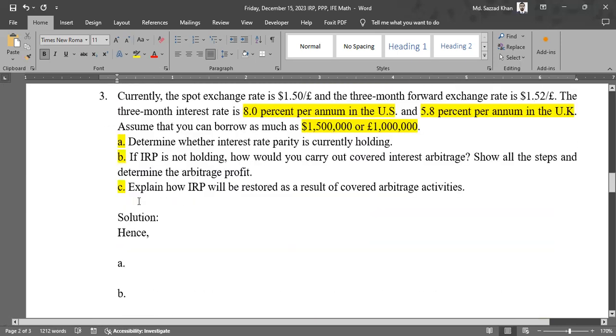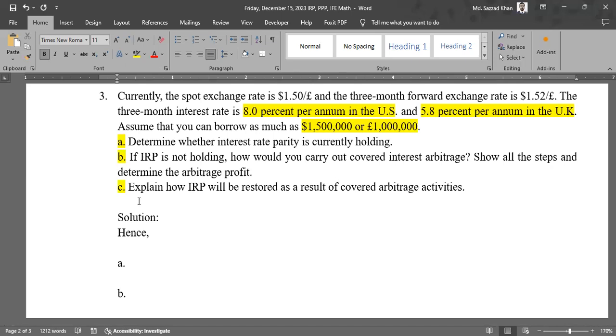For number 3, let us read the question. Currently, the spot exchange rate is $1.50 per pound, and the 3-month forward exchange rate is $1.52 per pound. The 3-month interest rate is 8% per annum. So that rate is given in an annual form, but we are saying it in 3 months, so we need to compound. And 5.8% per annum in the UK. Again, it is an annual rate, so we compound it for 3 months.